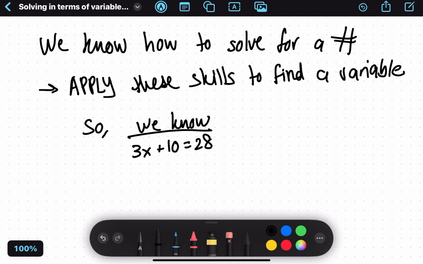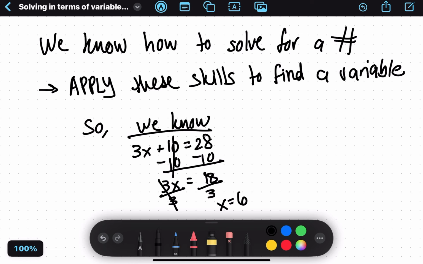That's easy, right? Like we had done in a prior lesson, we can do the opposite order of our operation. So we subtract 10 from both sides. 10 cancels, 28 minus 10 is 18. Bring down the 3x equals 18. Divide by 3 because x is being multiplied by 3. 3's cancel out, and then x equals 6. That was easy. We know how to do that.